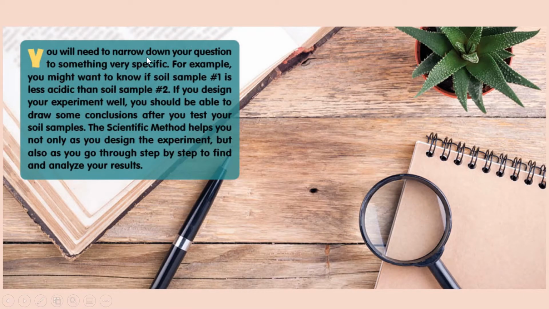You will need to narrow down your question to something very specific. For example, you might want to know if soil sample number 1 is less acidic than soil sample number 2. If you design your experiment well, you should be able to draw some conclusions after you test your soil samples. The scientific method helps you not only as you design the experiment, but also as you go through step by step to find and analyze your results.